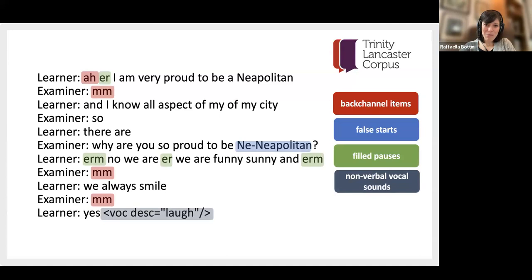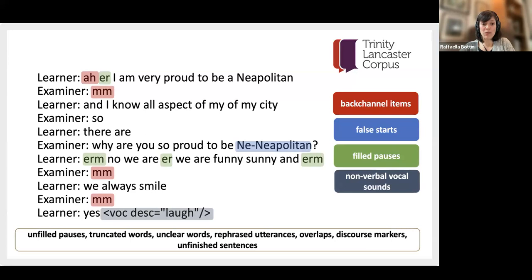In addition to these examples, we have a lot more spoken features that occur when we interact in conversations. We use unfilled pauses, truncated words. Sometimes the words that we use are unclear and we need to rephrase an utterance. Sometimes our speech overlaps with that of our interlocutor. And we produce discourse markers such as yeah, well, to provide feedback and back channel to our interlocutor and to engage with them. And we also produce unfinished sentences.